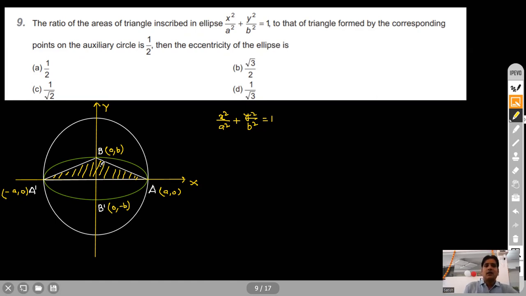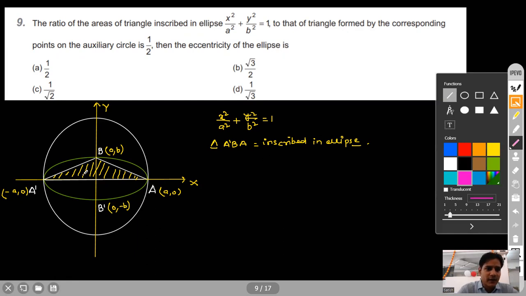So this is one triangle, which is inscribed in the ellipse. Let me write it as triangle A dash B A. That triangle is inscribed in the ellipse, right? Now, we have to draw one more triangle, and that point on the auxiliary circle should be the corresponding point of B. So what will be the corresponding point of B? It will be somewhere here. So let me change the color of this triangle. So that corresponding point will be here.